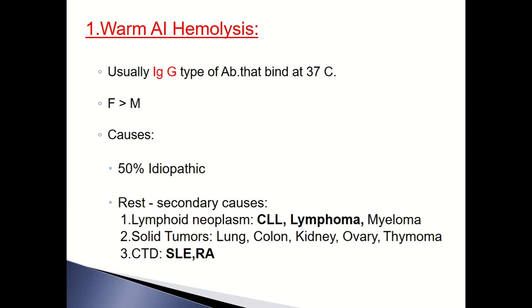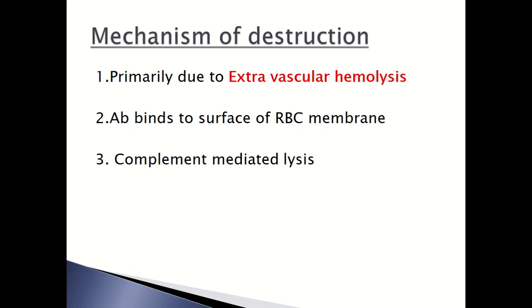More common in females, 50% idiopathic. Few secondary causes, like chronic lymphocytic leukemia, lymphoma, myeloma, and some connective tissue disorders like SLE and rheumatoid arthritis. So these are the group of disorders that produce warm autoimmune hemolytic anemia. Whenever there is increased temperature, we can say 37-degree temperature, there is hemolysis. In a cold environment there is no hemolysis, and this hemolysis is due to IgG. The mechanism of destruction is extravascular. Whenever you think about this warm antibody, it is extravascular, within splenic macrophages.